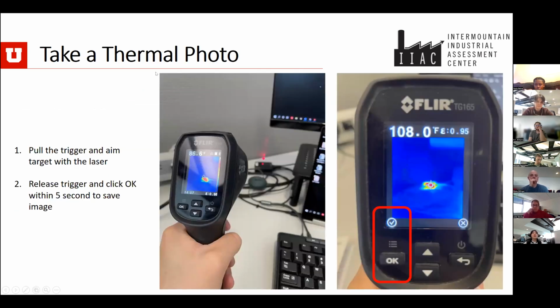So about how to take a thermal photo, here are the steps. The first thing is you pull the trigger and aim at your target with the laser. The camera has an internal laser. So when you pull the trigger, it will show this red laser spot. So you can use the laser to aim at the target you want to capture and then take a picture. After you release the trigger, if it shows yes or no, you just click yes, which means you want to save this photo, and then the photo will be saved, and then you can check on it later. So that's everything.